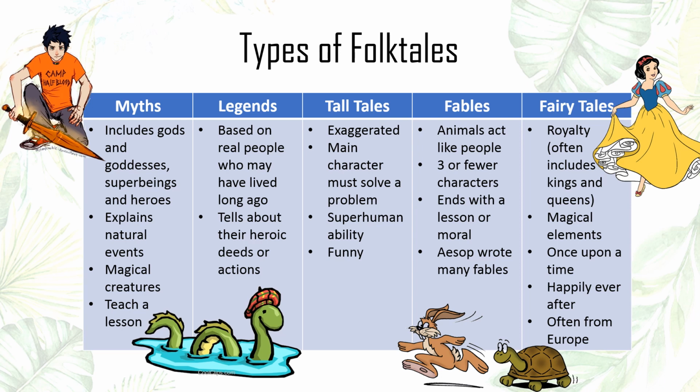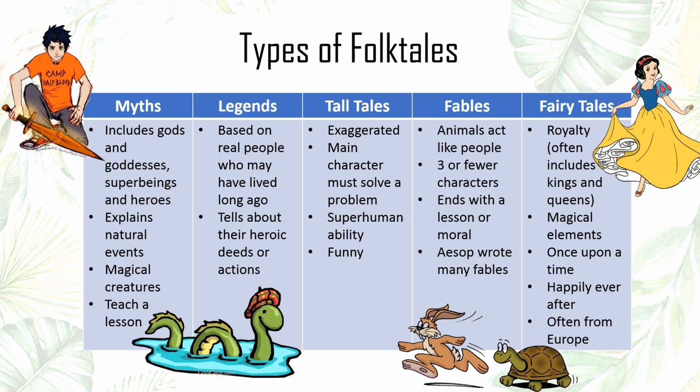The last type of folktale is a fairy tale. These are the things we grew up with. Cinderella, Beauty and the Beast, Snow White and the 7 Dwarfs. Fairy tales include royalty, and this might be a king, a queen, a prince, a princess, or a combination of these. There are magical elements within the story.